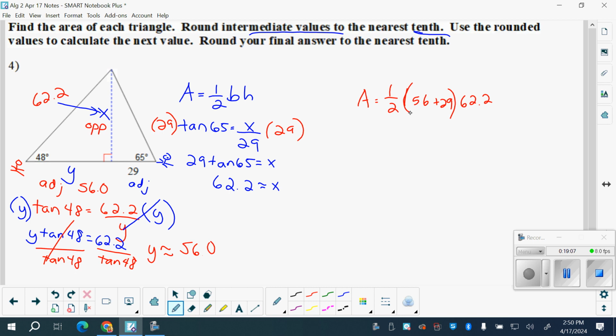And we get a big number, 2643.5. We don't have any units there. So if you leave them off, I'm okay with that, or you can put units squared. Questions on that?